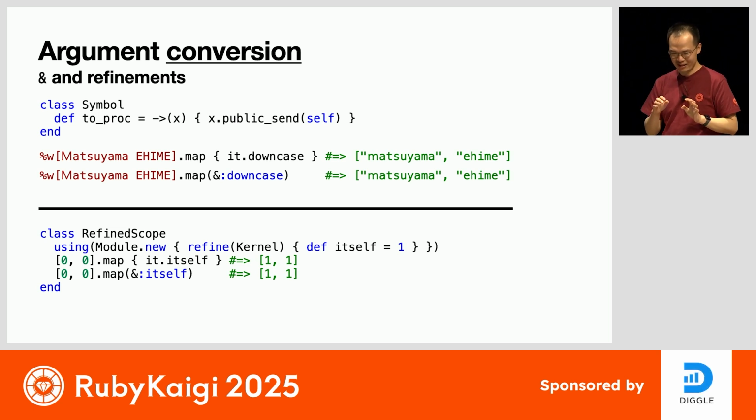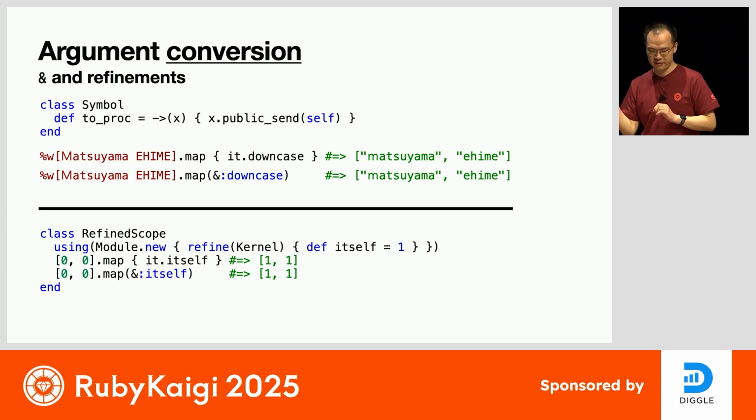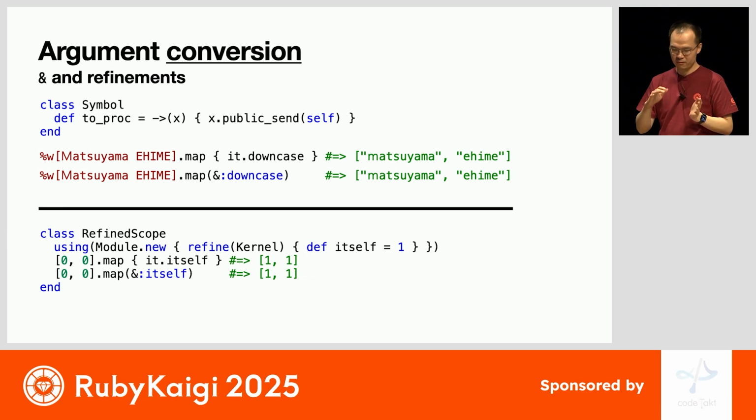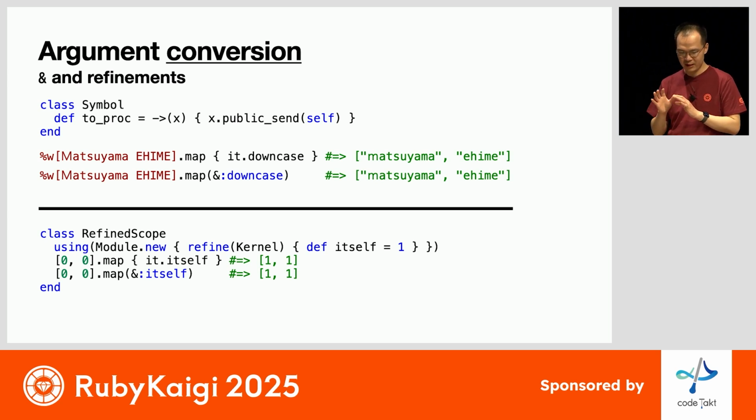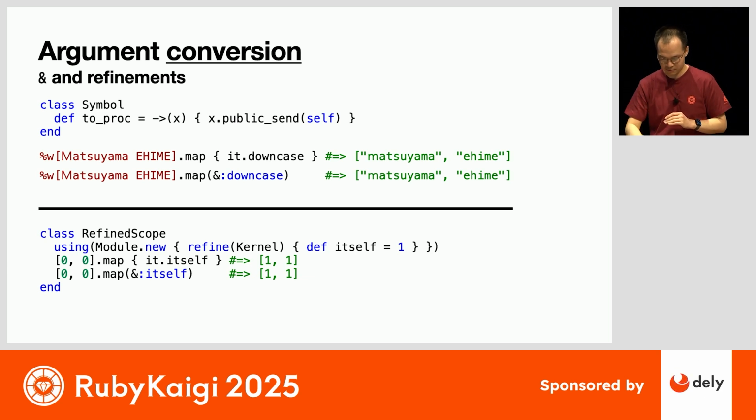We're in a scope that redefines itself on Kernel inside the refinement scope. The usual definition of itself just returns the receiver, so the output is identical to the input, but in this redefined definition, we get 1, 1 instead, because I have itself returning 1 inside the refinement scope. Just like the downcase example, the symbol block argument shorthand behaves exactly the same as if we wrote out the block by hand. It maintains this parity.